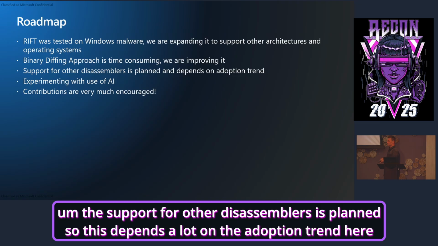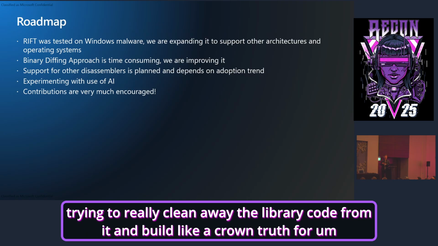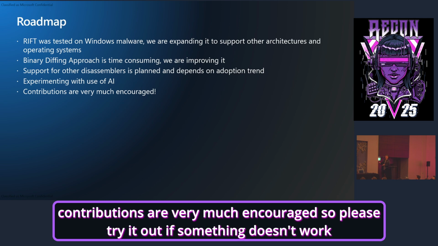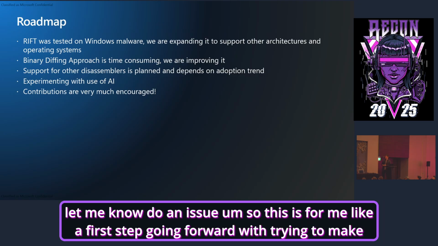The support for other disassemblers is planned, so this depends a lot on the adoption trend here. We are experimenting a little bit with AI, but what I'm more interested in is trying to really clean away the library code from it and build a ground truth for training something on malicious code on Rust. And the final point is, this is open source, and contributions are very much encouraged. So please try it out. If something doesn't work, let me know, open an issue.